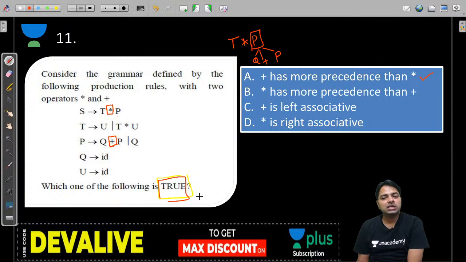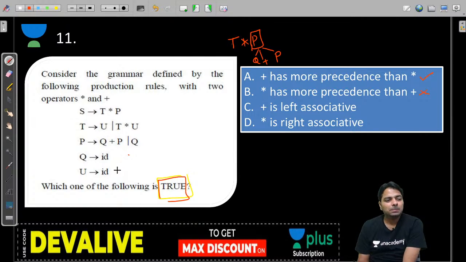But what about star and plus? Suppose star has more precedence, right? Sometimes it could be possible, but here you need to identify. Okay, I'm just finding out. I have a plus here. Can I get a star from here or here? Impossible. That means one relation is right, that is, star has more precedence. So you can't say star has more precedence than plus. That's wrong.